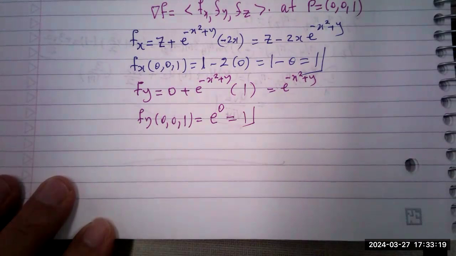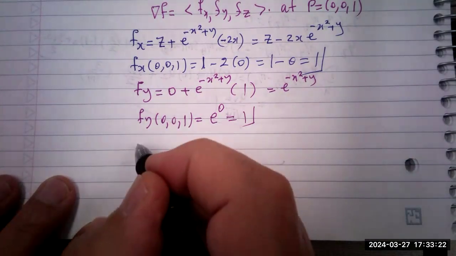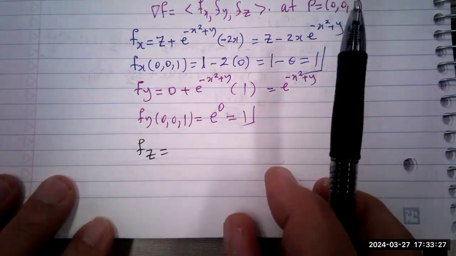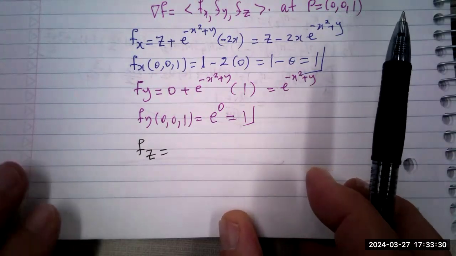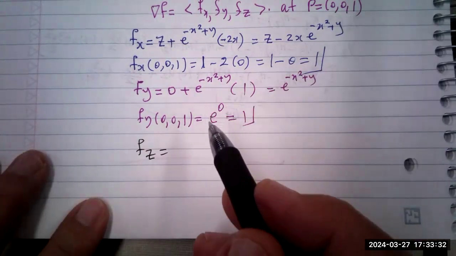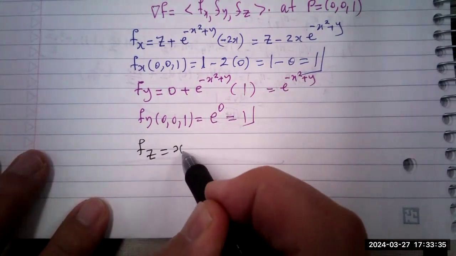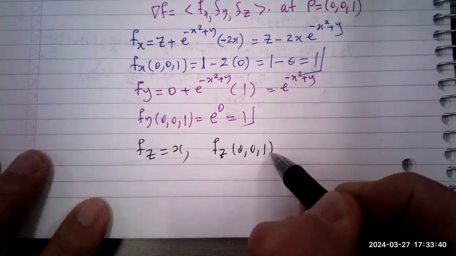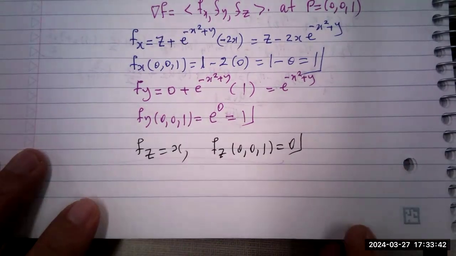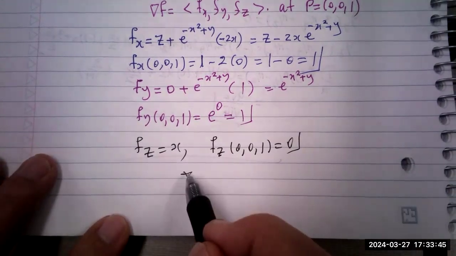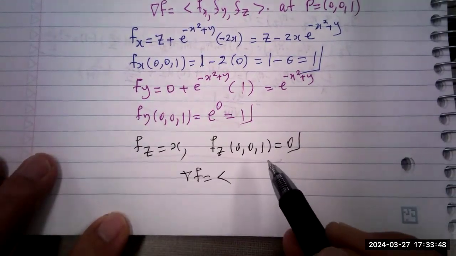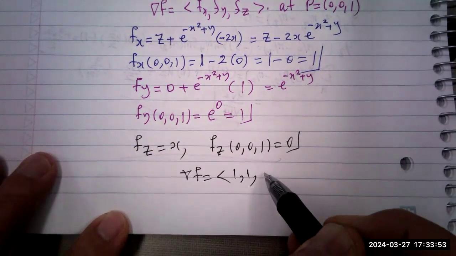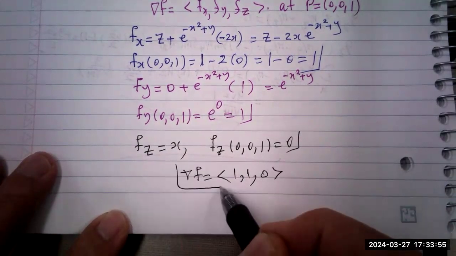Okay, we need one more, with respect to z. Again, this is your function. The derivative with respect to z would be just x, because xz is the first term. And if you find it at (0, 0, 1), the result would be 0. Okay, so your gradient at this point is going to be what? (1, 1, 0).